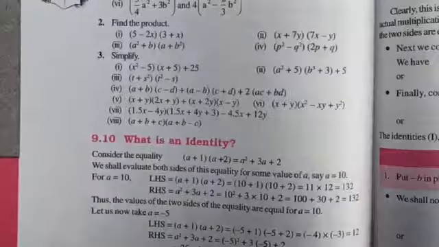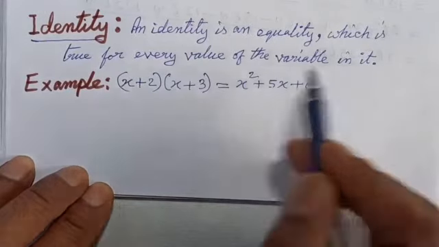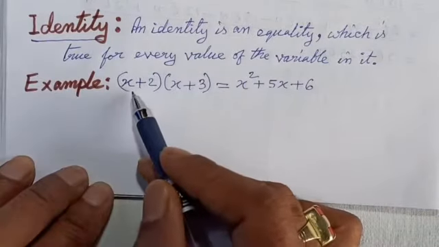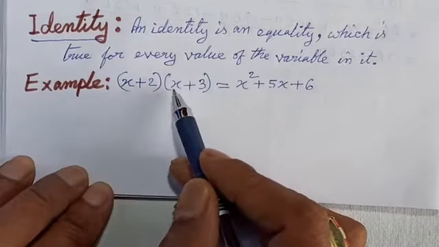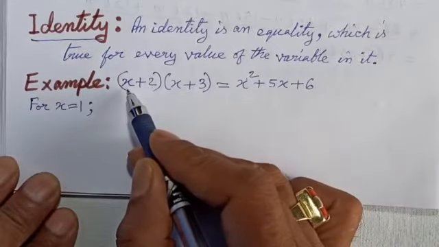Let's study the term identity. An identity is an equality which is true for every value of the variable in it. Let us see this example. (x plus 2)(x plus 3) is equal to x squared plus 5x plus 6. Here this x is called the variable.